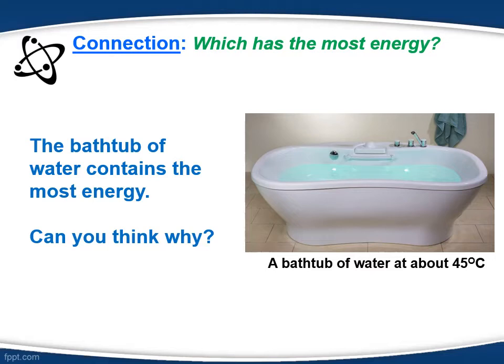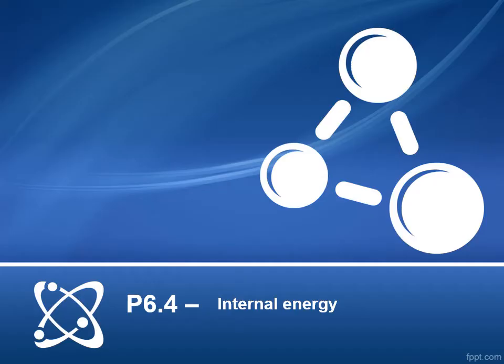So I will repeat this picture at the end of this lesson, and I hope that you will be able to find out the connection: why a big bathtub of water contains the most energy even at the lower temperature, 45 degrees Celsius. So if you have already started thinking on that, well done. The lesson topic is internal energy.